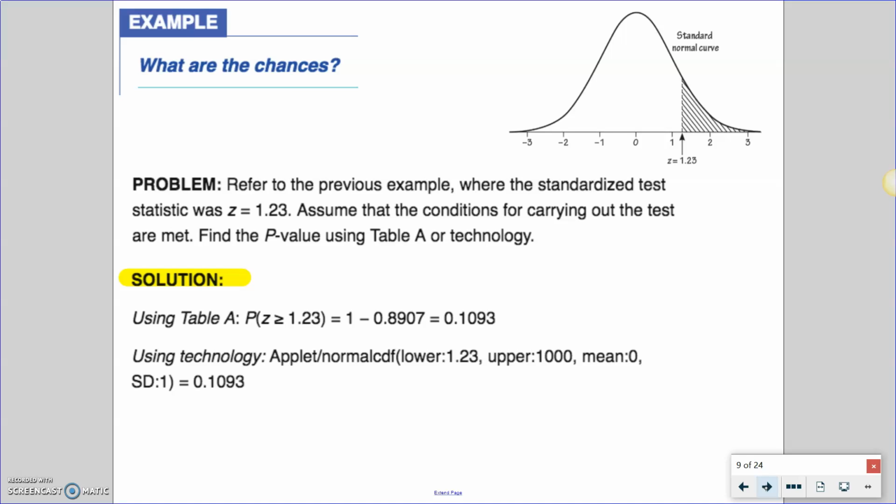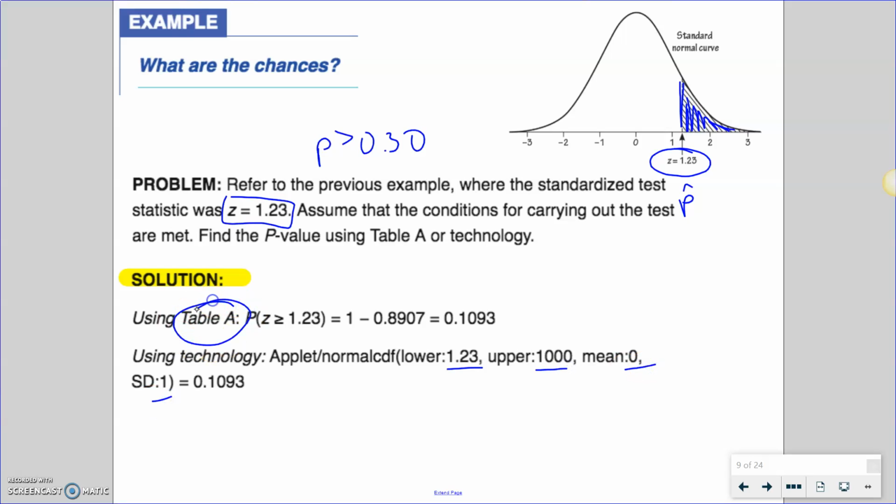So here's an example of that. Refer to that previous example where the standard test statistic was a z-score of 1.23. Assume the conditions for carrying out the test are met, find that p-value, okay? What we were looking at before is we think the proportion is bigger than that 30%. So since we think the proportion's bigger, we're asking, what's the probability we got that p hat, which we changed to a z-score, or higher purely by chance? And so you're just using normal CDF, right? Using technology, your lower would be 1.23, comma, 1000, comma, 0, comma, 1, okay?